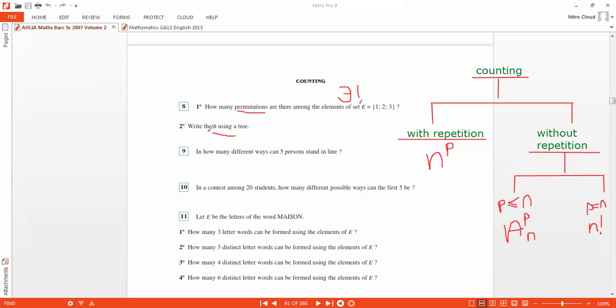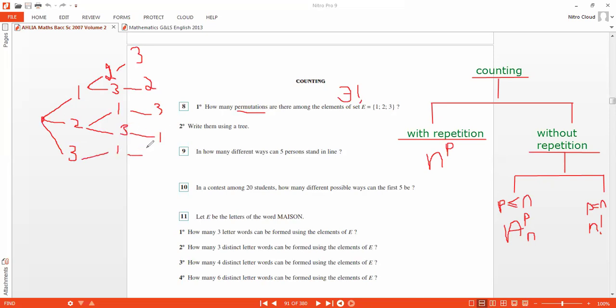Let us do them using a tree, the tree diagram that I taught you in class. So we start with 1 or 2 or 3, and we start listing the cases. 1, 1, you cannot put 1, 1 because no repetition. So 1, 2, 3, or 1, 3, 2. Do you have any other cases? No. 2, 1, 3, or 2, 3, 1. 3, 1, 2, or 3, 2, 1. So how many cases did we get? 6 cases, and 3 permutation is 6.